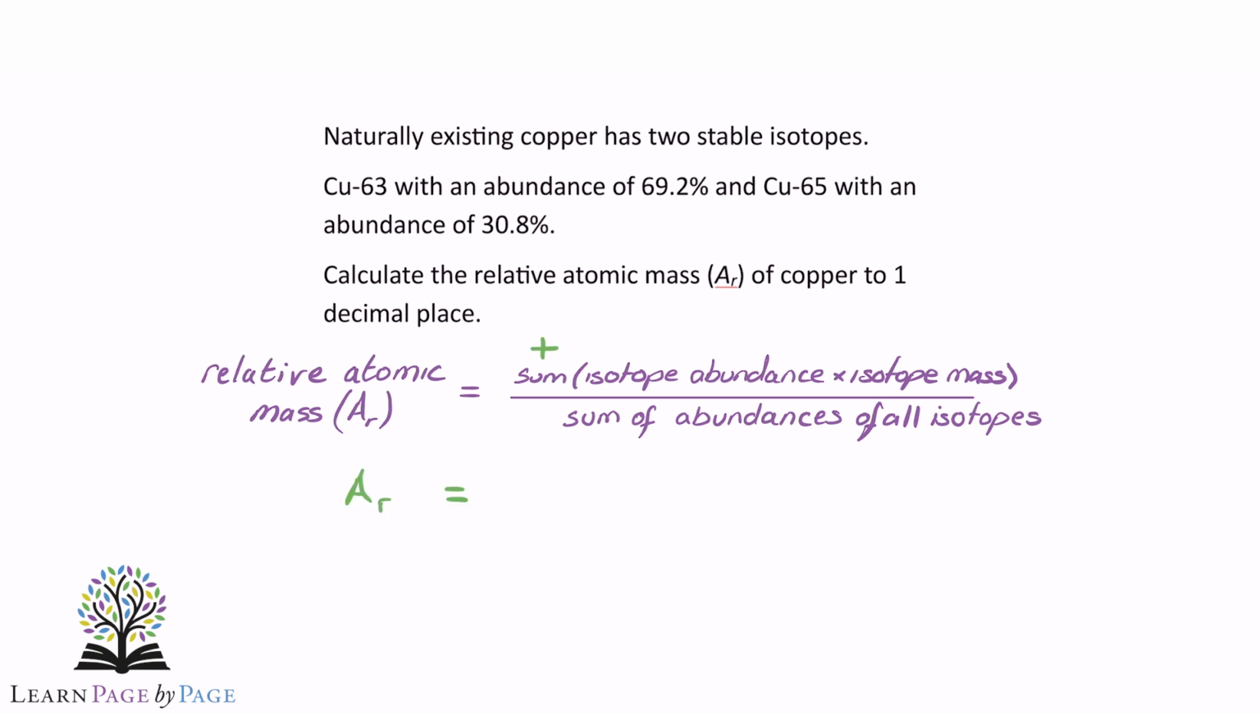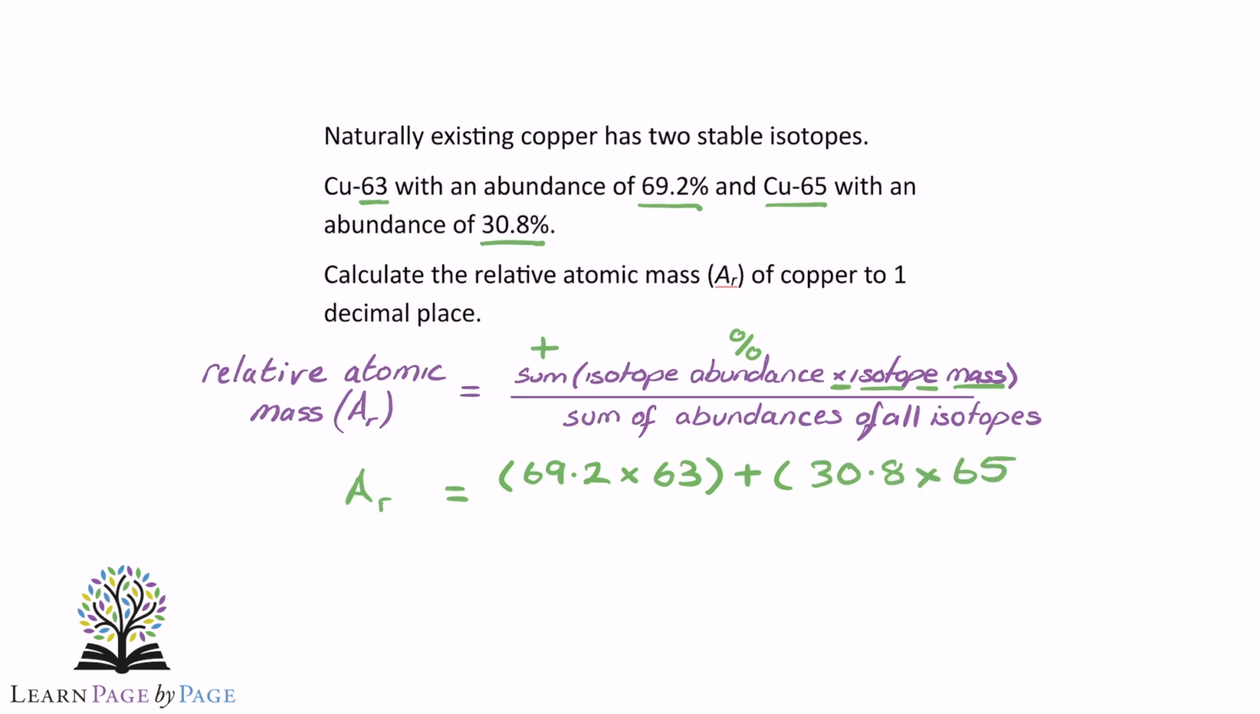So first of all, we're going to look at the isotope abundance, and that's our amount in a percentage. Here we're being told that copper 63 has 69.2%. So if you put that in a bracket, you're going to start off with the isotope abundance, so that's 69.2, then you're going to multiply that by the isotope mass. The isotope mass of copper 63 is 63. Close your bracket. Now we're adding, and the second one will be the abundance of copper 65, and that is 30.8. We're going to multiply that by the mass, which was 65, and close your bracket.